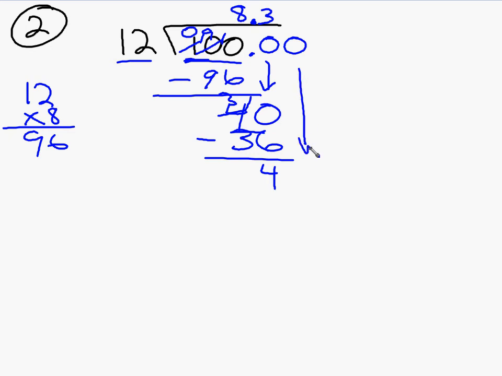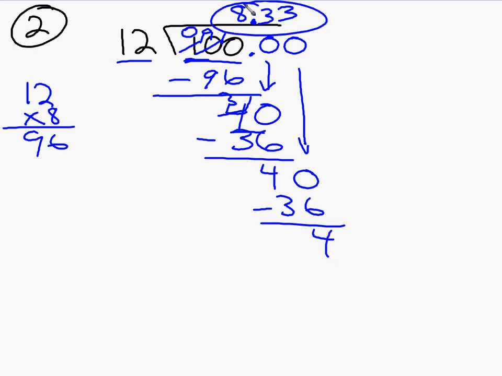Bring down the next 0. That is correct. We're going into 40 again. So it looks like this is going to be a repeating decimal. And that's as far as I'm going to require you to go, is either the hundredths or the thousandths place. The answer to this problem is 8.33. Okay?